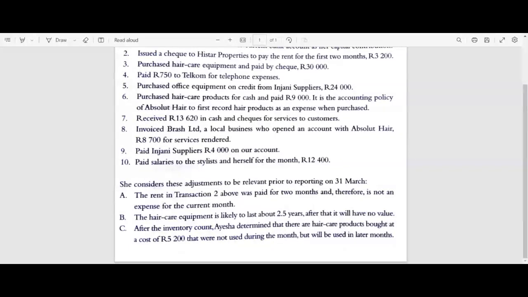Okay, two more transactions to go. They say paid Johnny Suppliers 4,000 rands on our account. Now let's just see if we can see Johnny Suppliers. There we see in transaction number 5, they said that we purchased office equipment on credit. On credit, in other words, we credited our accounts payable account for 24,000 rands. Now we pay them 4,000 rands on that account.